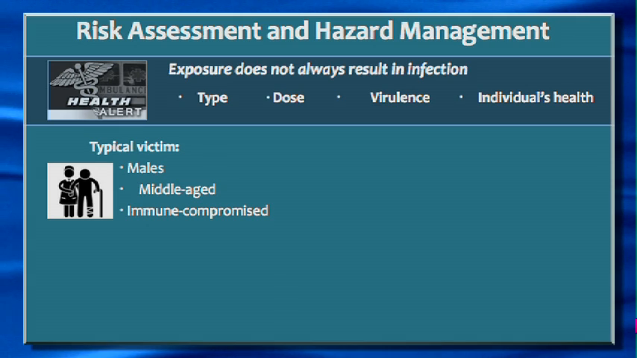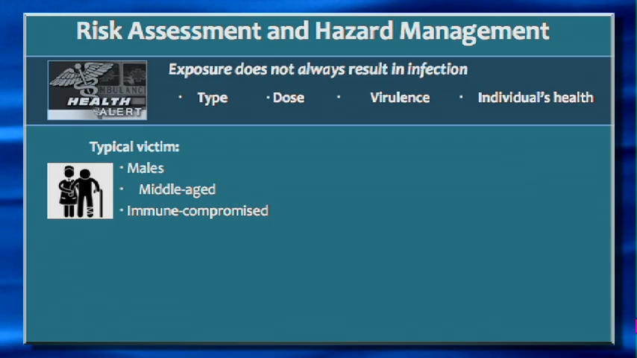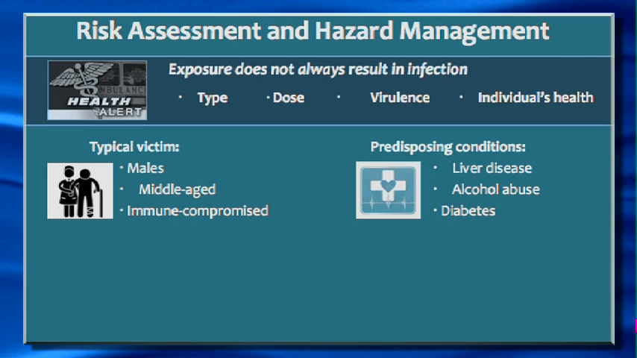Typical victims for these infections are usually males. There's something very interesting with estrogen that's going on that they haven't worked out quite yet, but the majority, 90% of victims are males. Usually they're over 60 years of age and are typically in some way immunocompromised. So if you're healthy, you probably don't have to worry about these things. Some of the predisposing conditions are things like liver disease, alcohol abuse, and diabetes.